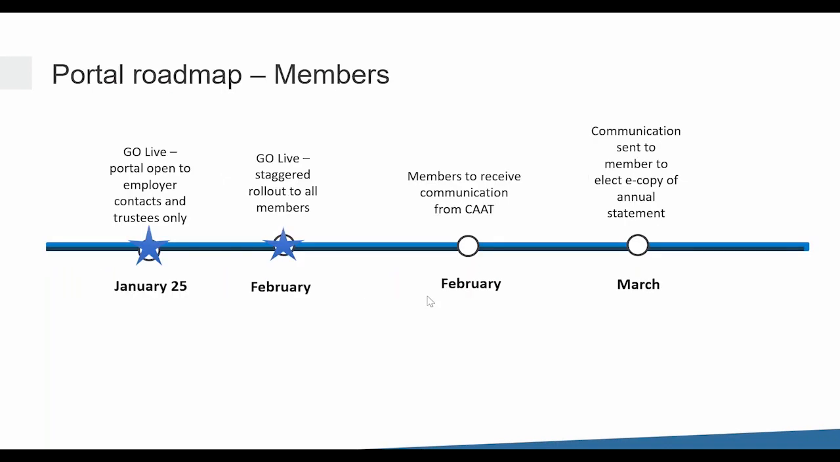Here is the timeline for the member portal. The member portal will go live on January 25th with access provided to our employer contacts and trustees. First, we will roll it out to all employers in February on a staggered basis, with more employers getting access each week throughout the month of February. At the same time, your employer PA will send you a sample email that we would like you to send to your members to let them know that this valuable tool is going to be available to them. We will also send out another communication to members to encourage them to sign on and elect to have their statement provided via the member portal and not sent by mail.